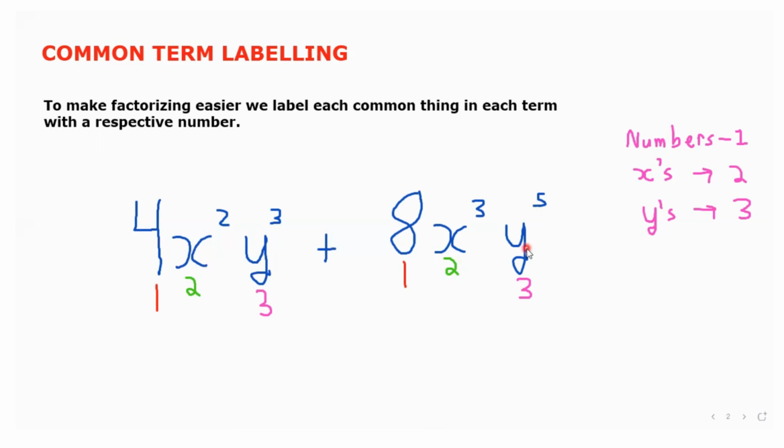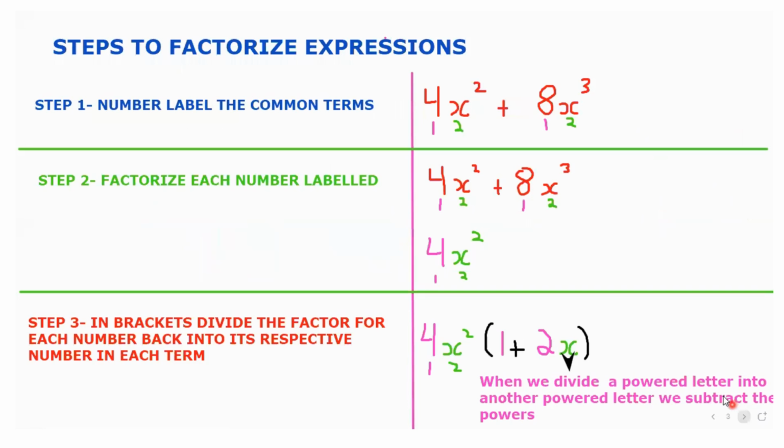Alright, so you'll see each term has a matching number, and that will be very important for the following steps. It will make everything easier when we actually get to factorize it. So this is like a default step. Okay, so let's learn how to actually factorize it. Steps of factorizing expressions. On one side we have a little example to follow through, and on this side are the steps.